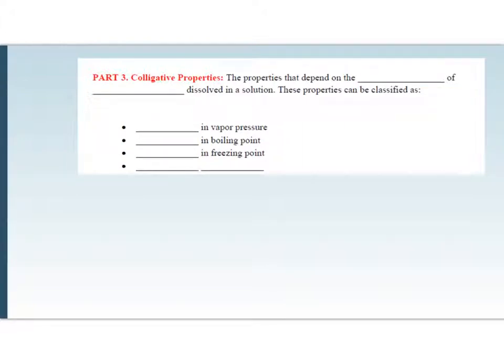Colligative properties. The properties that depend on the concentration of a solution are known as the colligative properties. These can be classified as decrease in vapor pressure, increase in boiling point, decrease in freezing point, and osmotic pressure.